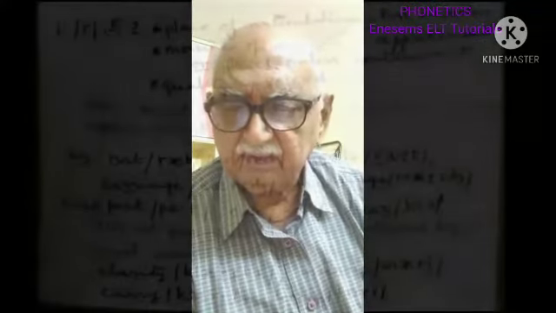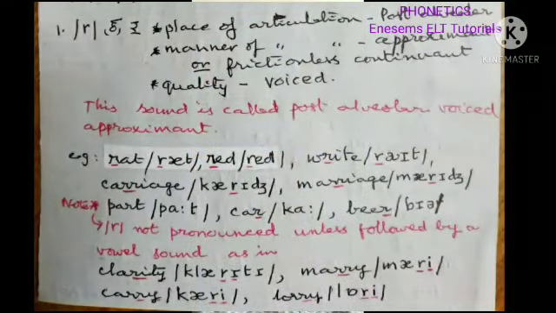Now let us take up r sound. Place of articulation post-alveolar. Manner of articulation approximant or frictionless continuant. Quality voiced. The sound is called post-alveolar voiced approximant. Listen to these words: rat, red, right, carriage, marriage. Note the following words. These words contain letter r but not pronounced: part, car, beer. R sound is not pronounced in these words, but in a word, if a vowel sound follows, it is pronounced, as in the case of these words: clarity, marry, carry, lorry.